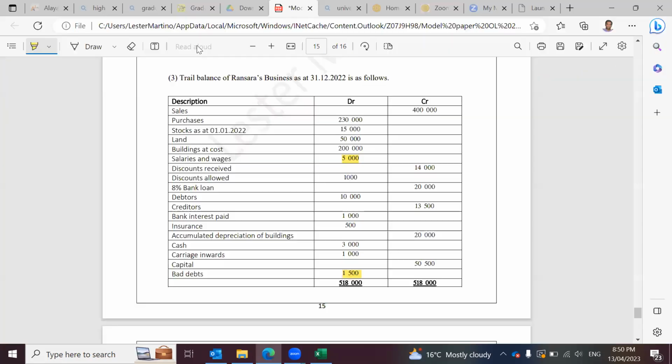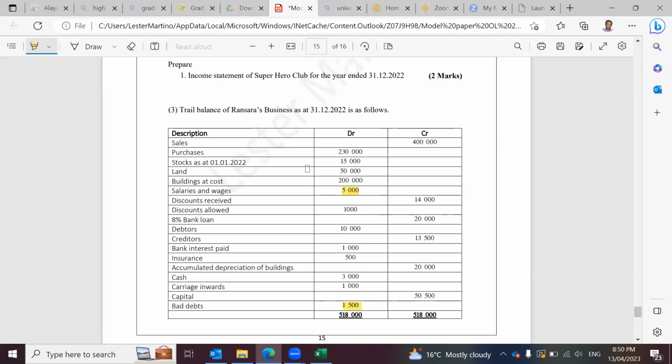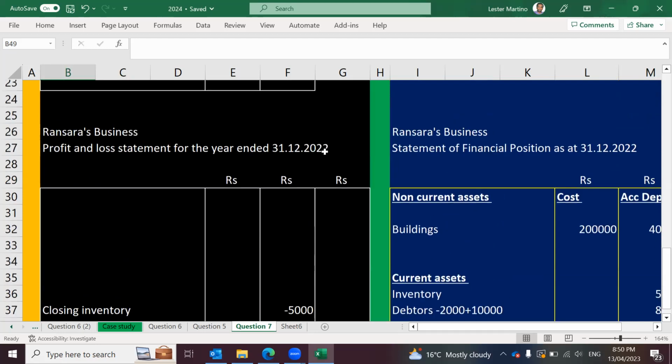So now we come to the trial balance, sales 400,000. So shall we write it down? First line, sales. Third column, 400,000. Sales.